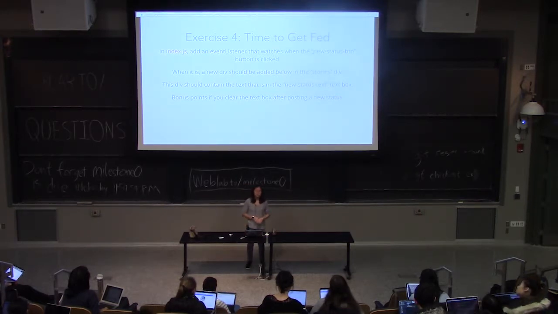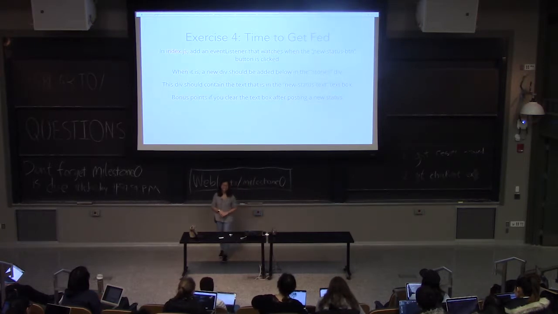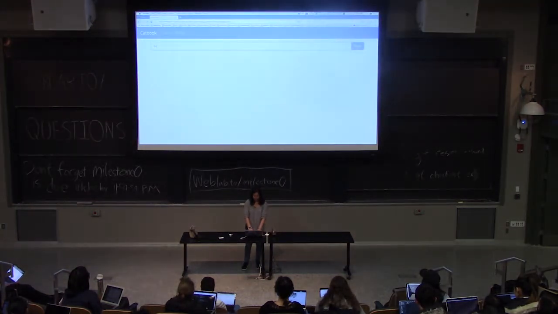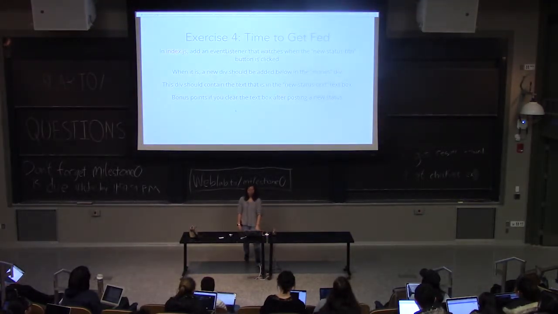So what we want to do is add an event listener to this item in the JavaScript. And then when it is clicked, we want to create a new div. And we're going to add this div to another div called the stories div. And then that div should contain the text that was put in new status text, which is the text box here. So that's what we're going to do next.